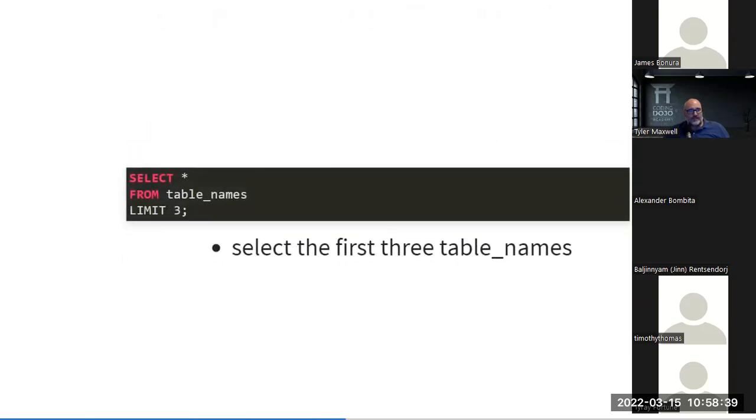So offsets and limits. If we only want the top 3 of something, we can use the limit. We select everything from table names, and limit 3 just means only return the first 3 items.